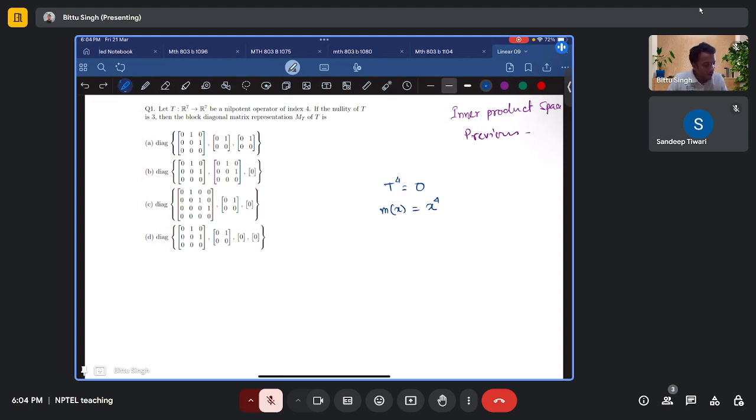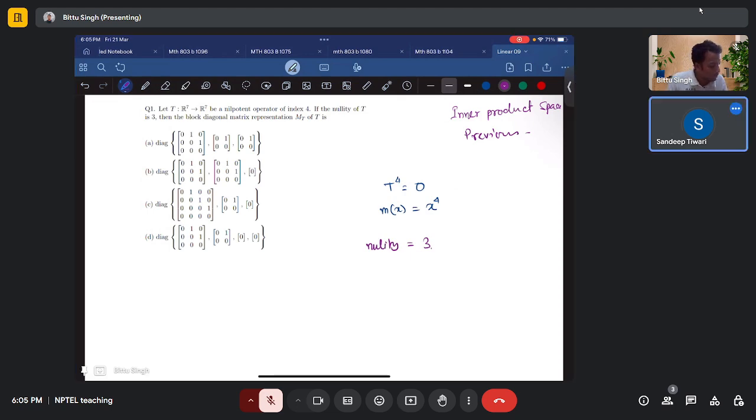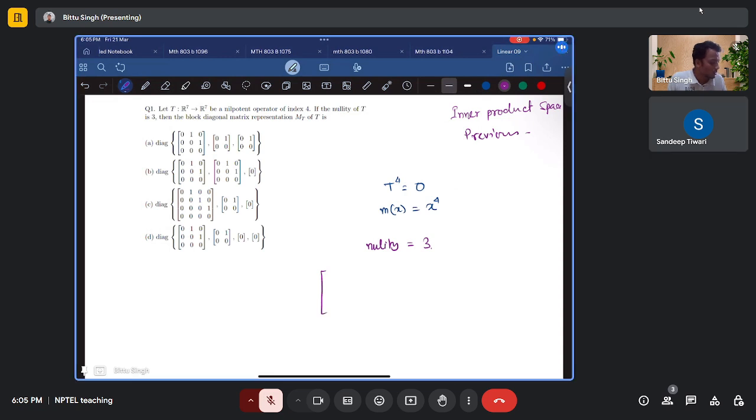Now we need to find the Jordan canonical form using those two data. That is, the minimal polynomial is already given, and the other data, the nullity, is also given. So from the nullity, what can be concluded? Since nullity is 3, nullity 3 means there will be 3 blocks, right? There will be 3 blocks like this.